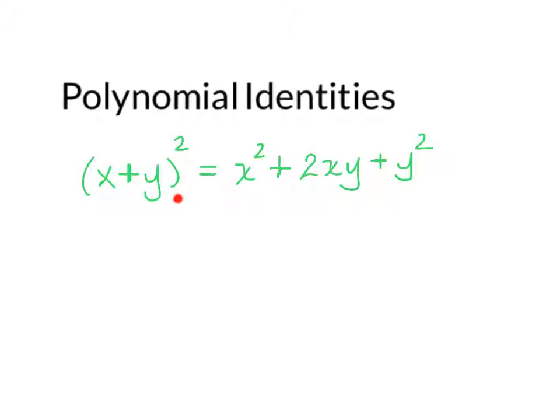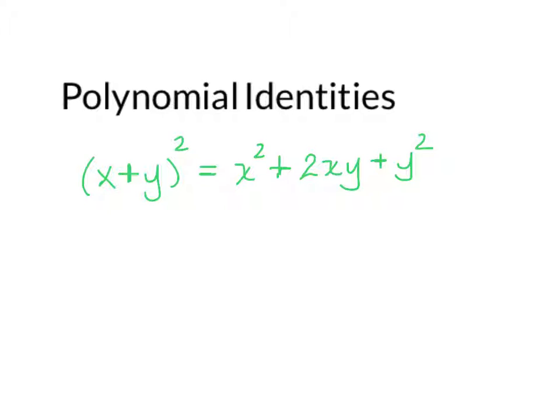Let's look at perfect square. So if I have the quantity x plus y squared, we know that that can be expanded into another polynomial, which is simply x squared plus 2 times x times y plus y squared. So this is a polynomial identity that we've already been using in Algebra 1 and some in Algebra 2, in which the left polynomial is equal to the right polynomial.